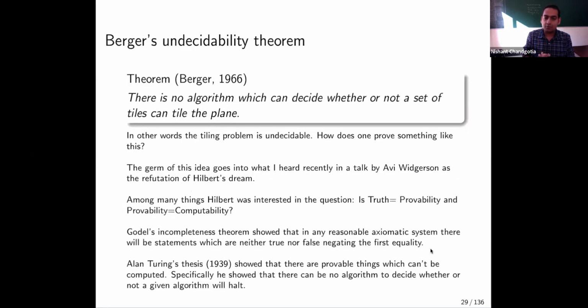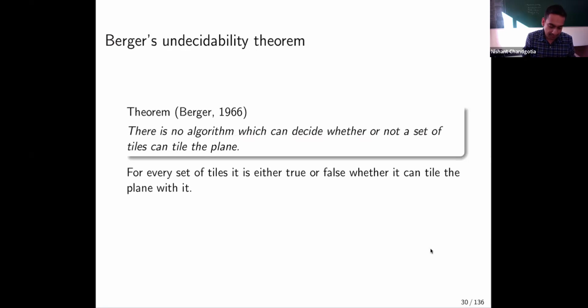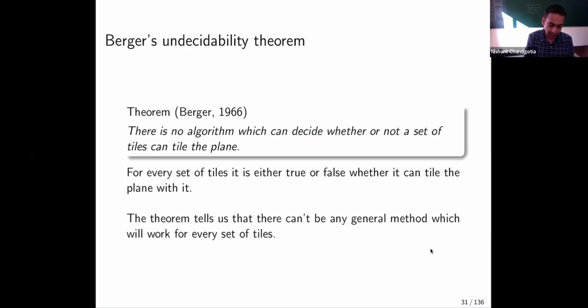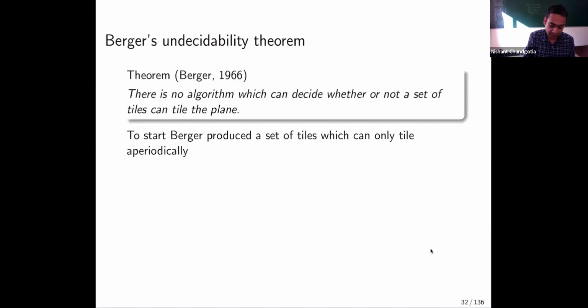The main thing I want you to remember here is that there are things which we know are undecidable, and in fact very particular things. For example, I can't have a method which will look at a particular algorithm and tell whether or not it will stop after finite time. So this is what I was talking about. It's either true or false, but there can't be any general method to solve this question. So what did Berger do?